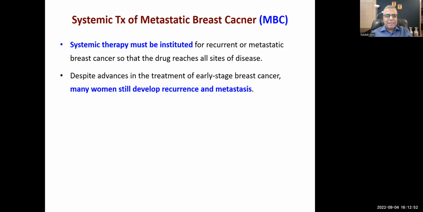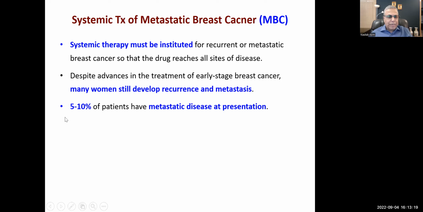So despite advances in the treatment of early stage breast cancer, many women still develop recurrences and metastasis. And that's the problem with all cancers. They return, they come back, or they can become metastatic at some later stage in life. In 5 to 10%, at the time of diagnosis, the patients already have metastatic disease. But fortunately, it's not a high percentage, it's just 5 to 10%, which means 90 to 95% of women do not have metastatic disease at presentation.